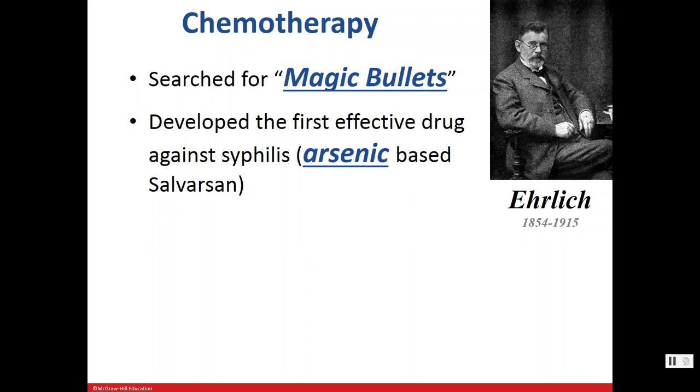What he was looking for was what sometimes was referred to as a magic bullet, meaning you want a chemical that kills the pathogen but leaves the host alone. You don't want it to hurt the patient. You want it to hurt the bacteria or the virus or whatever it is. And so there's actually a movie from the 1940s called Dr. Ehrlich's Magic Bullet, and it was all about his discovery of this arsenic-based compound called salvarsan.